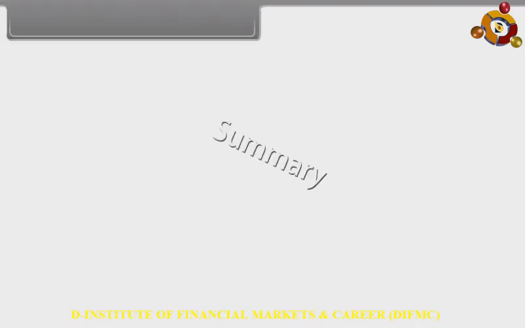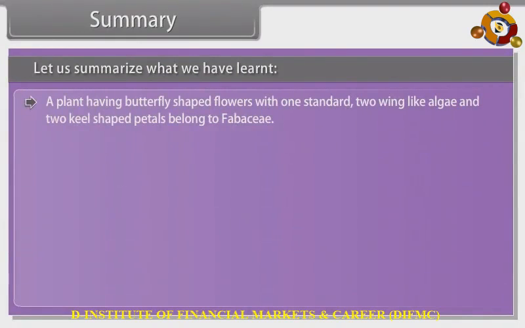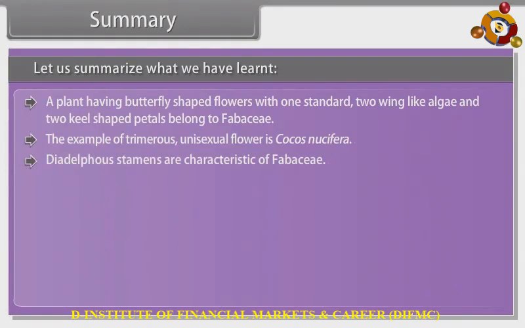Summary. Let us summarize what we have learned. A plant having butterfly-shaped flowers with one standard, two wing-like alae and two keel-shaped petals belongs to Fabaceae. The example of a trimerous, unisexual flower is Cocos nucifera. Diadelphous stamens are characteristic of Fabaceae.